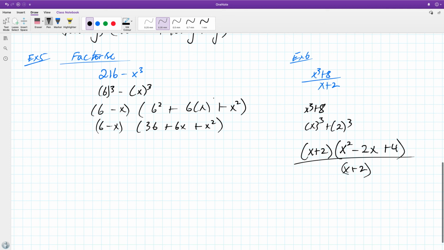What happens then? The x plus 2's cancel with each other. And your final answer then is x squared minus 2x plus 4. That has come up before for 10 marks in the Leaving Cert paper, because people have completely forgotten how to do the sum and the difference of two cubes. It always finds its way into the paper somehow.